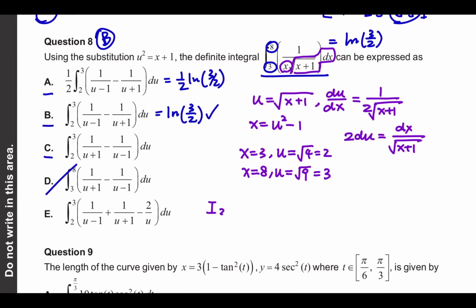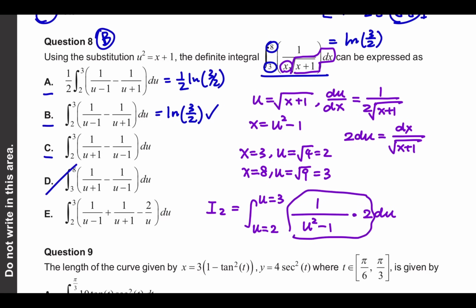So the new integral will be written from u equals 2 to u equals 3. And because you replace x with u squared minus 1, you should be able to get u squared minus 1 here times 2 lots of du, okay? And then you can just go for partial fractions, like 2 over u squared minus 1. You should be able to get 1 over u minus 1 minus 1 over u plus 1.